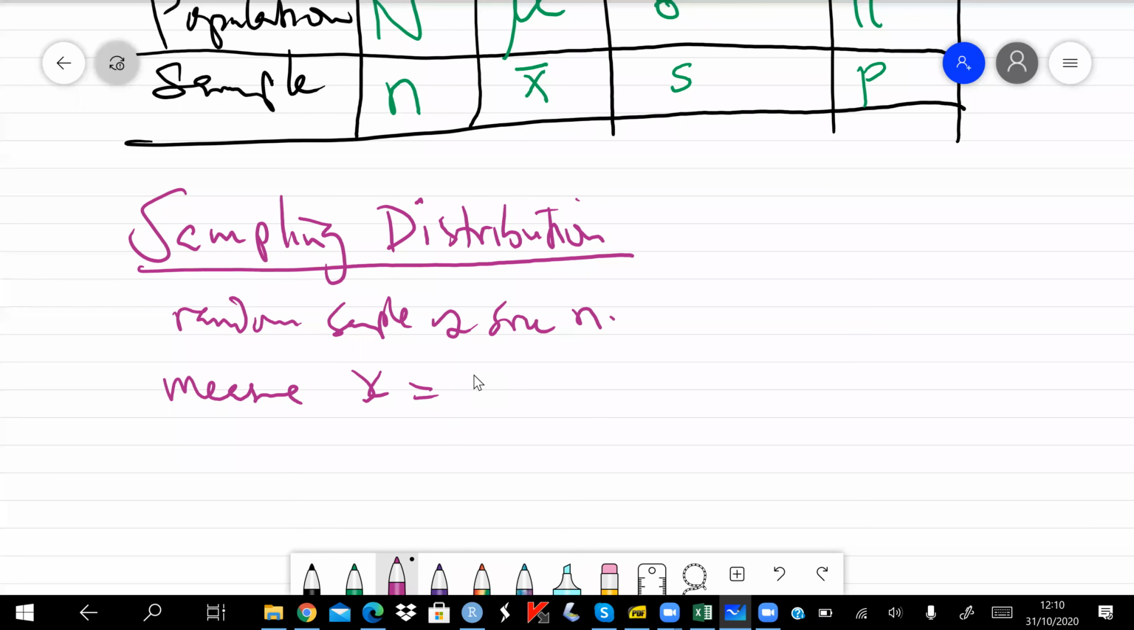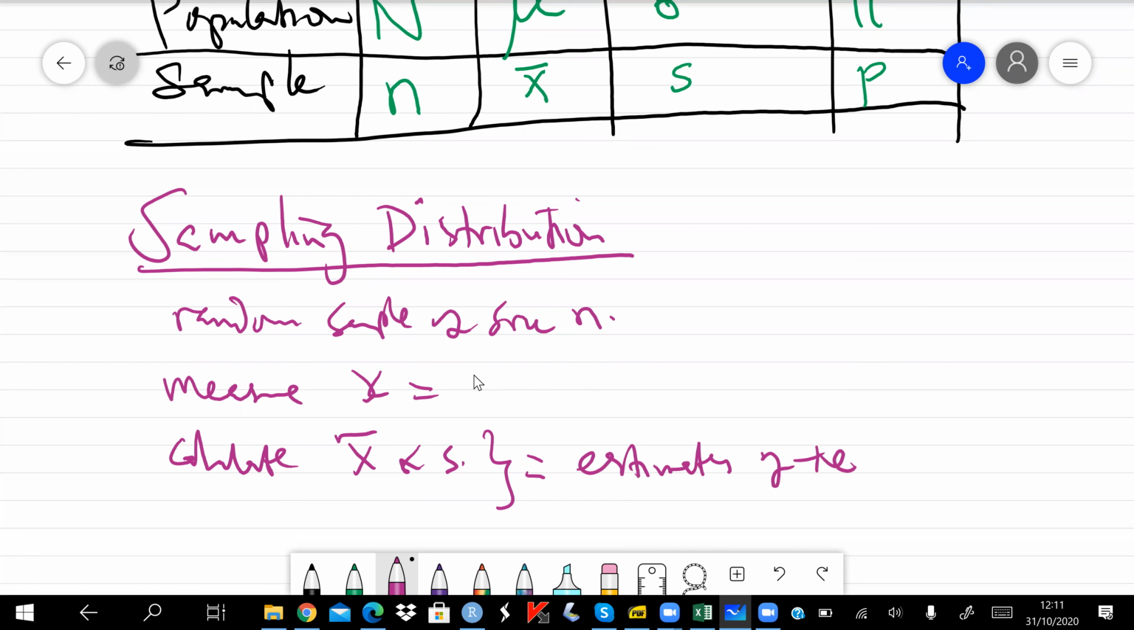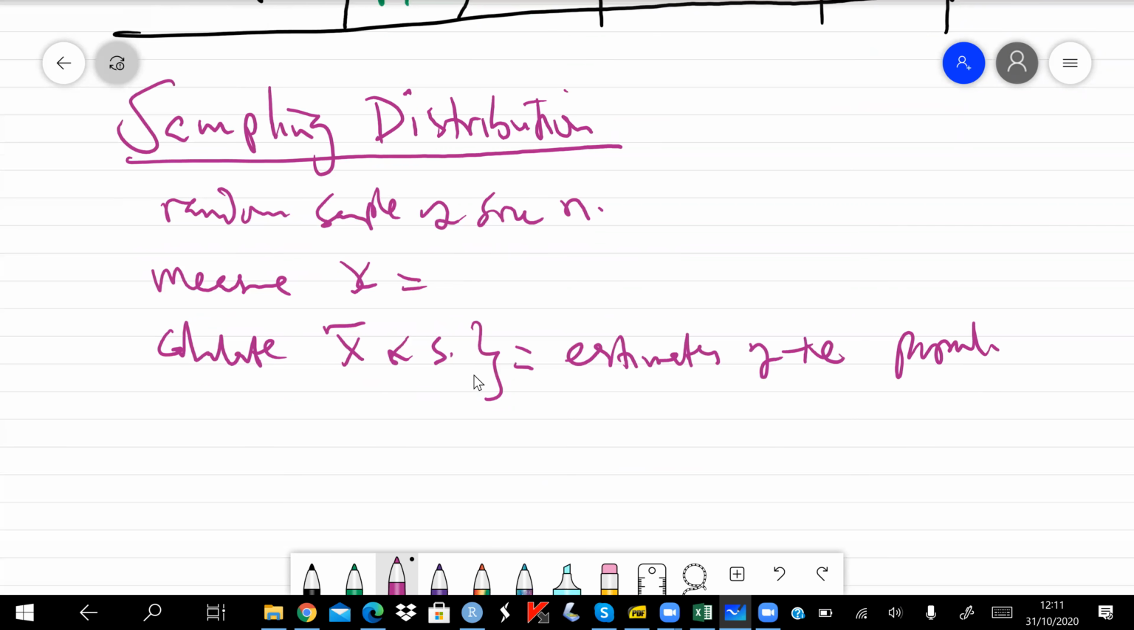Then after that, calculate x bar and s. You calculate x bar and s, where x bar is the sample mean and s is the sample standard deviation. So these two values will be the estimates, the point estimates of the population parameters mu and sigma.